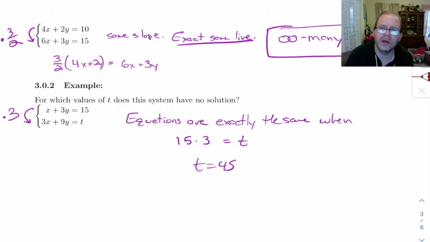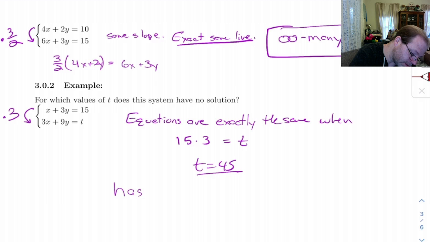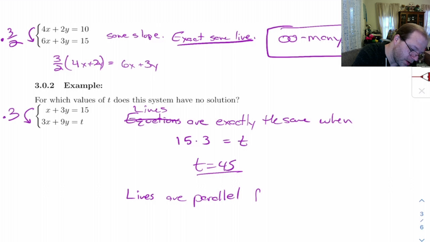So is that our answer? No. Because it says, for which values of t does this system have no solution? Well, when t is 45, it has infinitely many solutions. Maybe I should back up just a little bit. The lines are exactly the same when t equals 45. The lines, I should have said the lines here, not the equations. The lines are parallel for any t except 45.